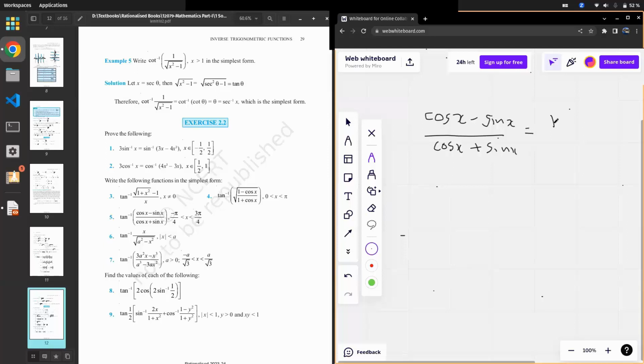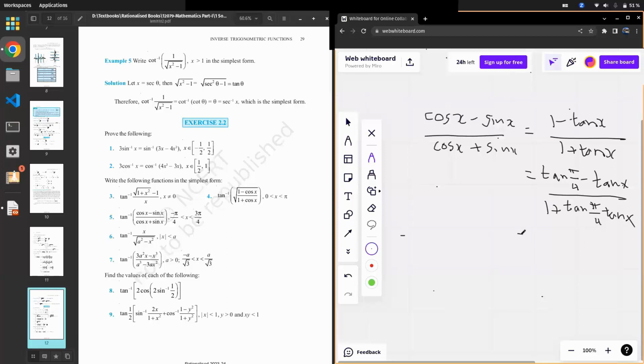Then we'll get this as 1 minus tan x divided by 1 plus tan x. So you can write 1 as tan pi by 4. So this will be same as tan pi by 4 minus tan x divided by 1 plus tan pi by 4 into tan x. This is same as tan of pi by 4 minus x.